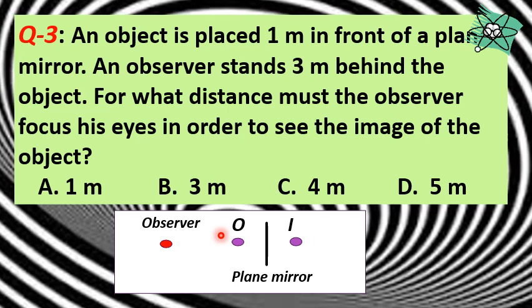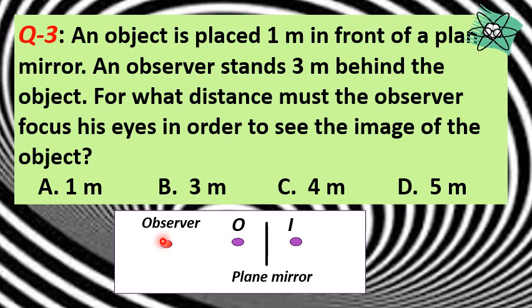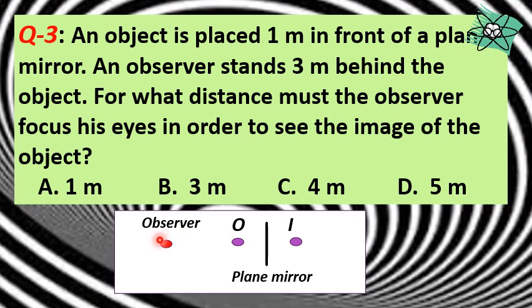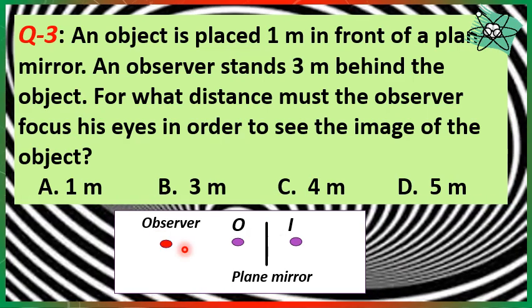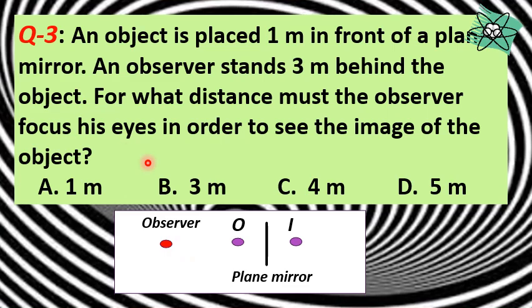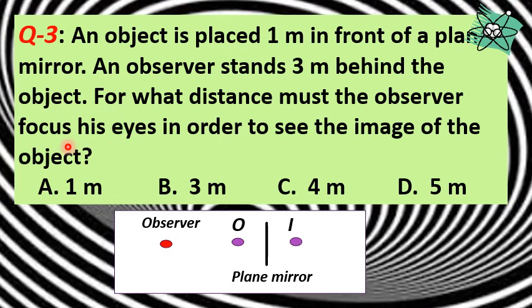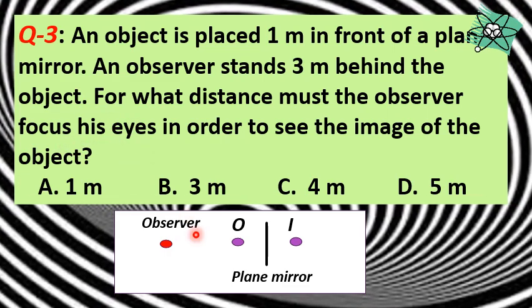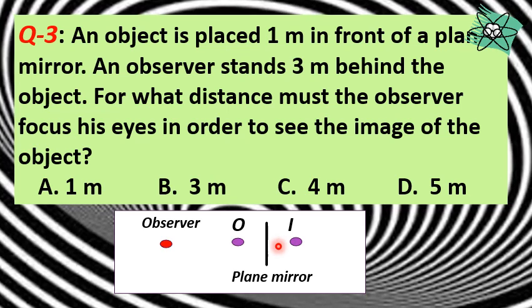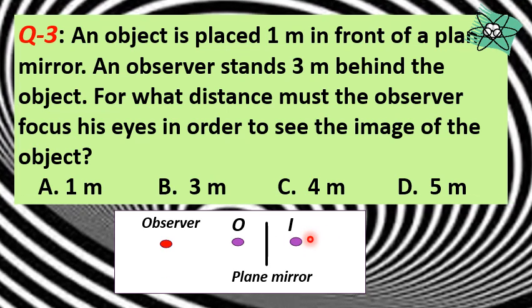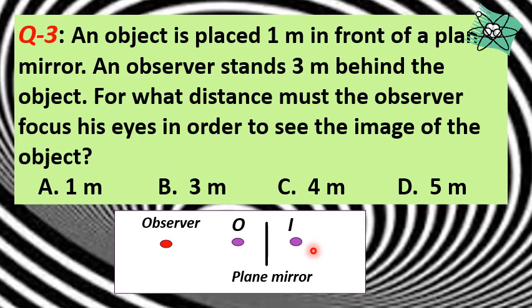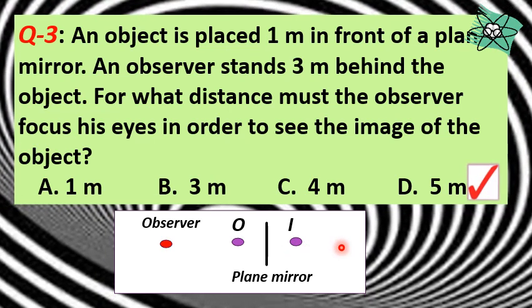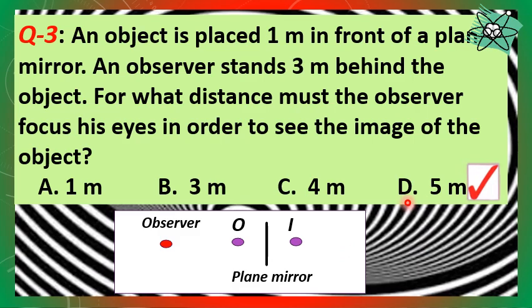All right? How far is it from him? Because that distance is going to be the distance that he must focus his eyes to be able to see the image in the mirror. So our answer is, of course, option letter D, 5 meters.